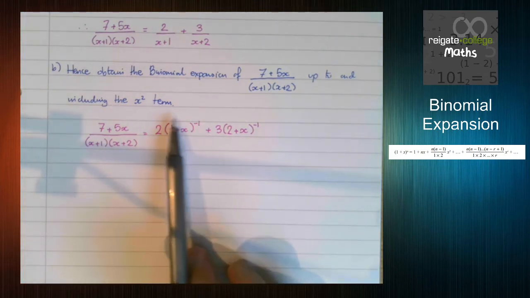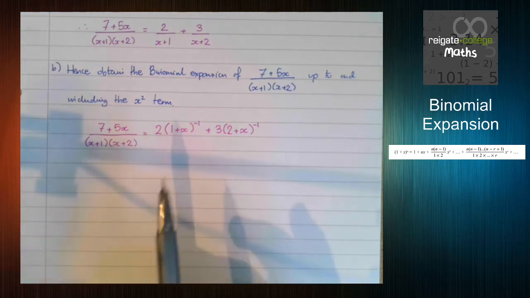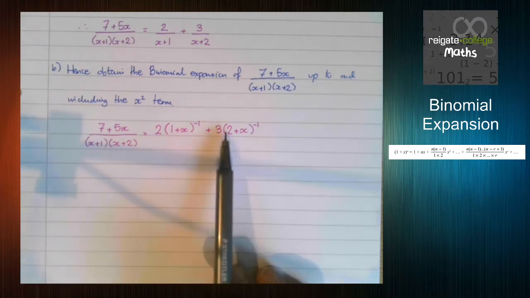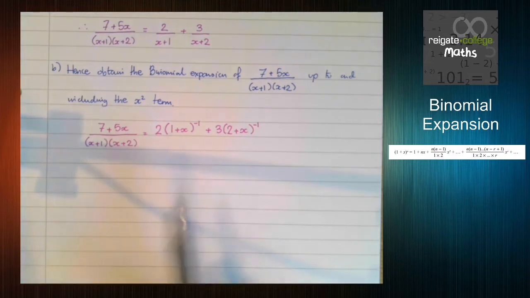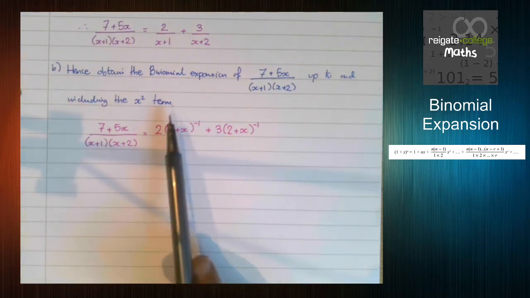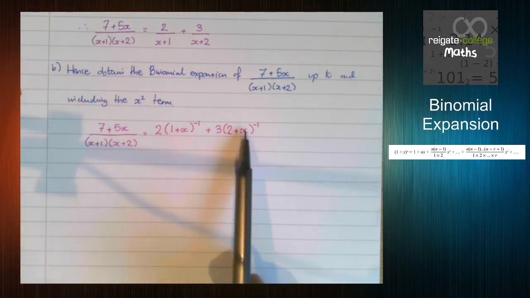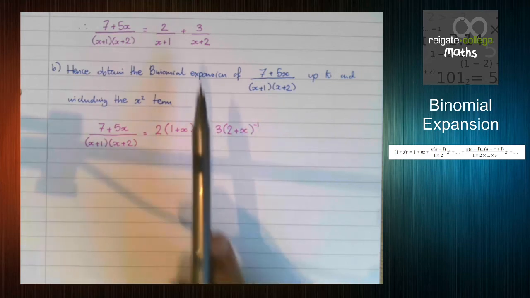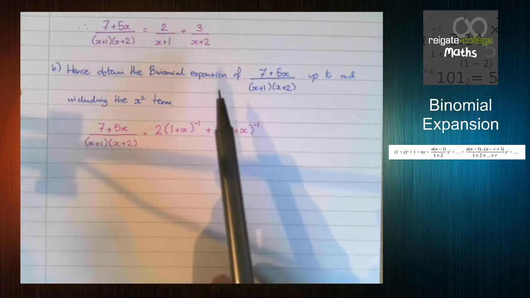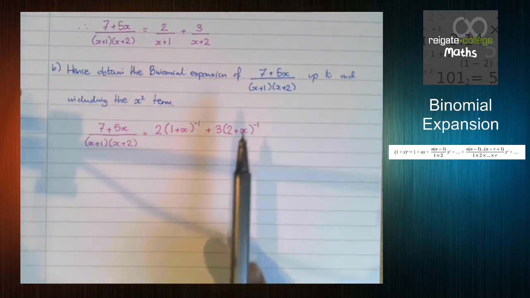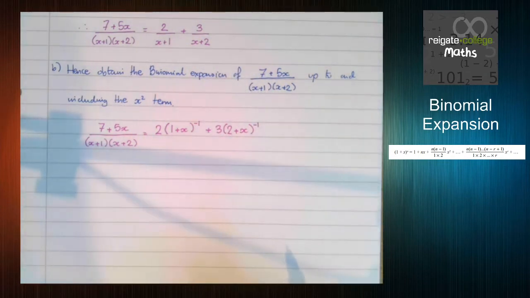Now, this one is 1 plus x with a power, which is great. That one we can do straight away. This one is 2 plus x with a power, so it's got to be a little bit more work. But we can use the expansion for this one here because the power is the same. If this was a partial fractions type question where we had a third fraction with a bracket squared, we'd have to very much do them separately.